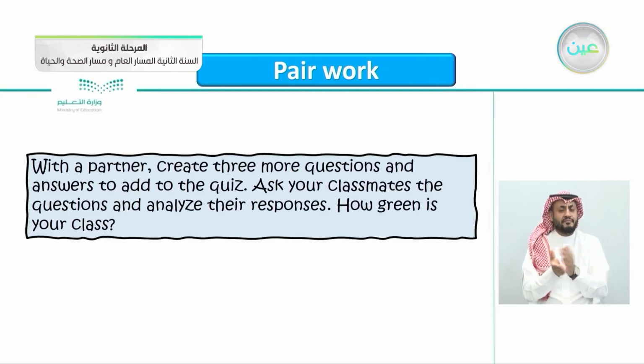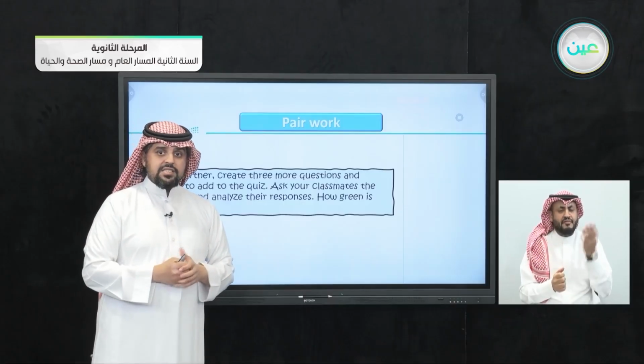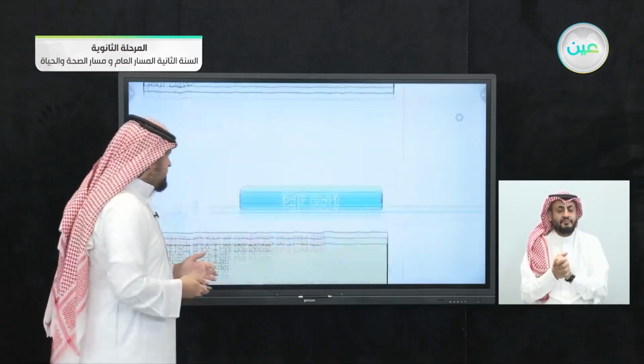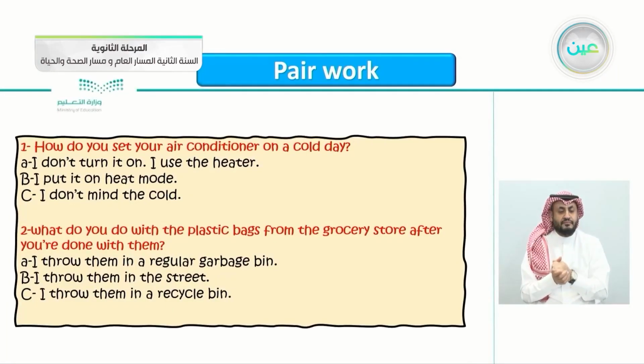So write 3 questions, each with multiple answers, just like the questionnaire here, just to see how green is your class. I wrote just 2 as an example, and you can write 3 other than these 2. For example, the first one: how do you set your air conditioner on a cold day? Not on a hot day, on a cold day.